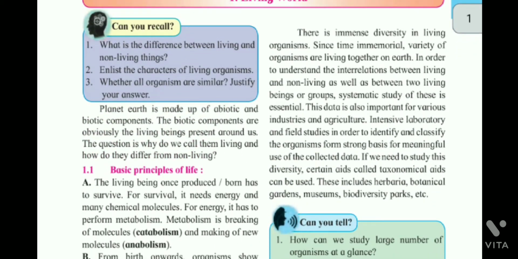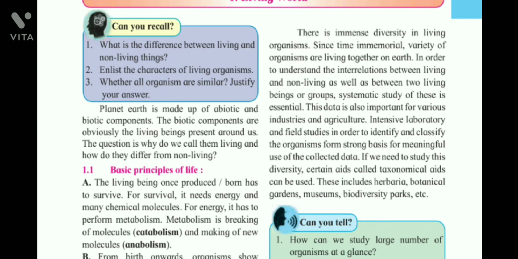There is immense diversity in living organisms. Since time immemorial, variety of organisms are living together on earth. In order to understand the interrelation between living and non-living as well as between two living being or groups, systematic study of these is essential. This data is also important for various industries and agriculture.